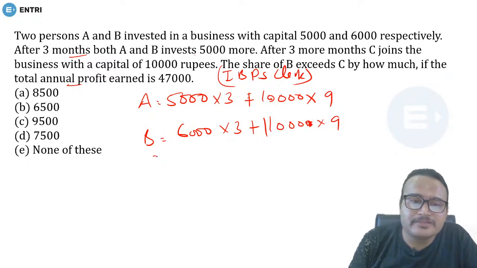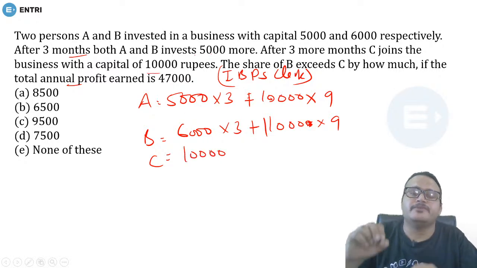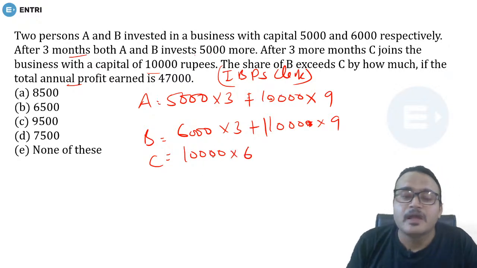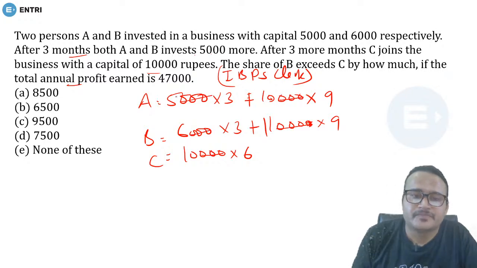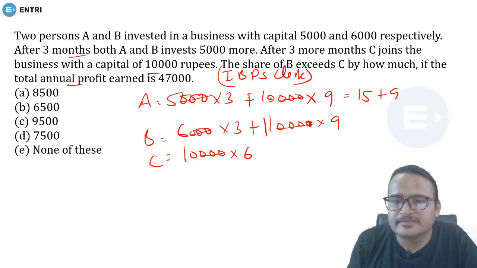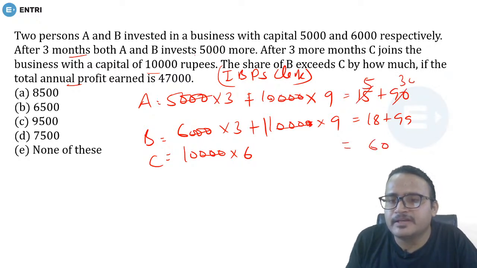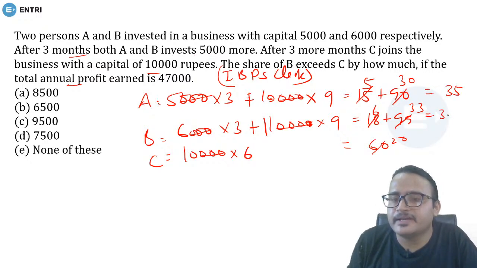And after 3 more months, C also joined the business with 10,000. So guys, if the business was running for 1 year, that means 12 months, then C will be investing for only 6 months. Now guys, you can find the ratio. If you are going to determine the ratio, then you need to avoid these zeros. So this will be 15 plus 90, and this is 18 plus 99, and this is 60. 3 5s are 15, 3 10s are 30, 3 6s are 330, and 320. So guys, we have 35, we have 39, we have 20.